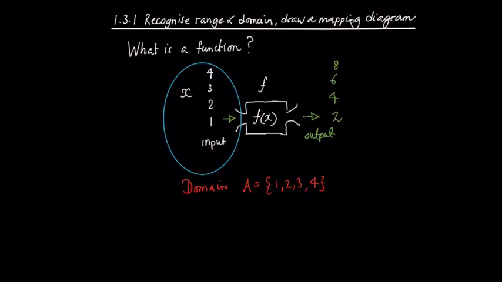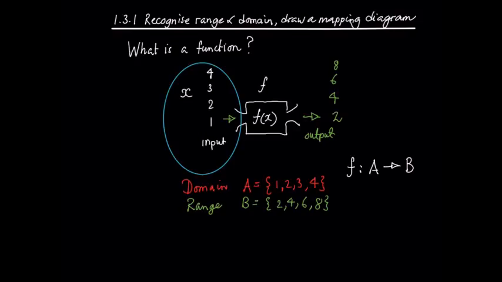And the output, we could call that the range. So let's say the range is set B, and that's equal to 2, 4, 6, 8. So what our function does is it converts the domain given by set A into the range which is given by set B. So we can write something like the function f is such that it maps set A onto set B.